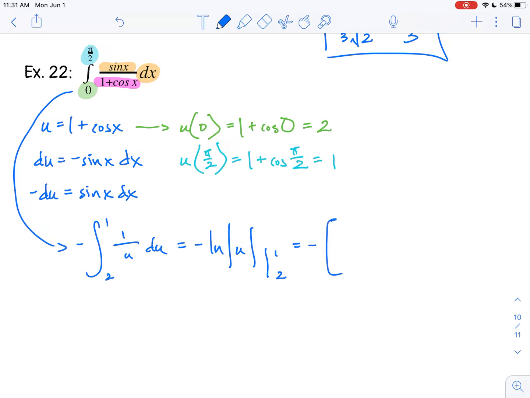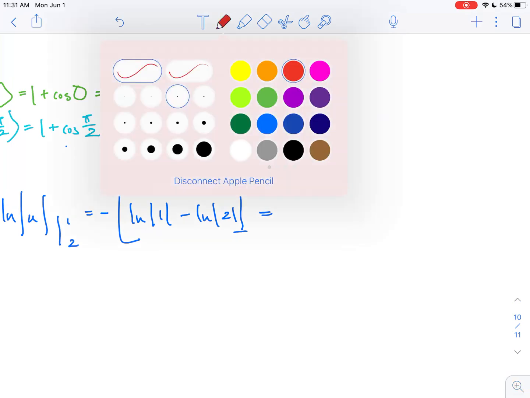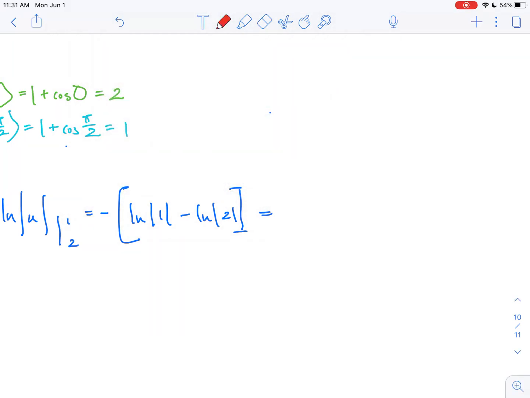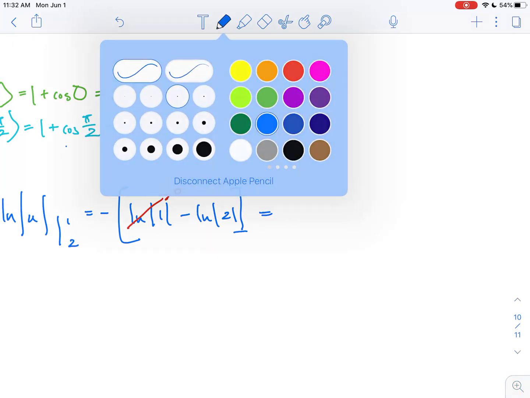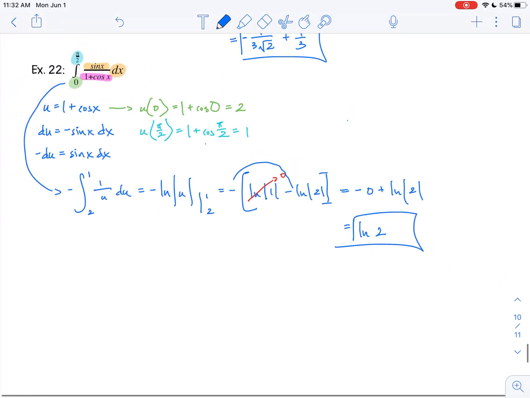This is going to give me negative natural log of 1 minus natural log of 2. And this is going to give me a value that I really should know, which is natural log of 1 is 0. So I get negative 0, distribute this minus sign, plus natural log of 2. And that gives me a final answer of natural log of 2 as my answer. Okay? Now in this case, the absolute value bars didn't change our answer. But when we're looking at indefinite integrals and we have an expression with x in the end, it's actually really important to have those absolute value bars.